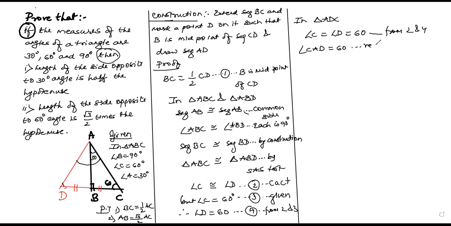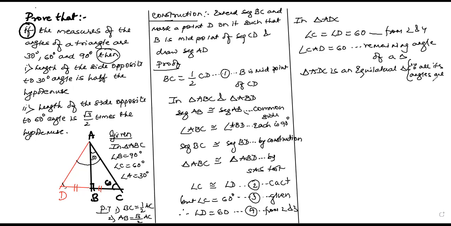Remaining angle of a triangle. Now listen, in triangle ADC all three angles are 60. So triangle ADC is an equilateral triangle. Triangle ADC is an equilateral triangle. And now, got it? Since all its angles are 60 degrees. Now look here, children. So it's an equilateral triangle.